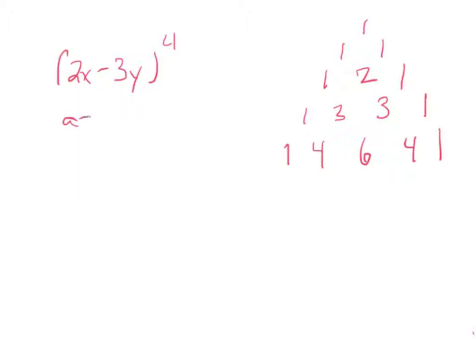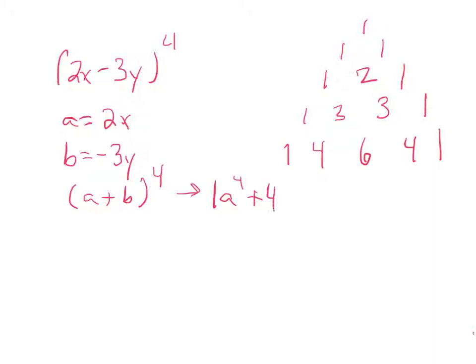So the first thing I'm going to do is set a equal to 2x, and set b equal to negative 3y. And by doing substitution, I can rewrite the binomial above as a plus b to the 4th, which I now know expands to 1a to the 4th plus 4a cubed b plus 6a squared b squared plus 4ab cubed. And I'm going to run out of room, so I'm just going to go down a line, plus b to the 4th.